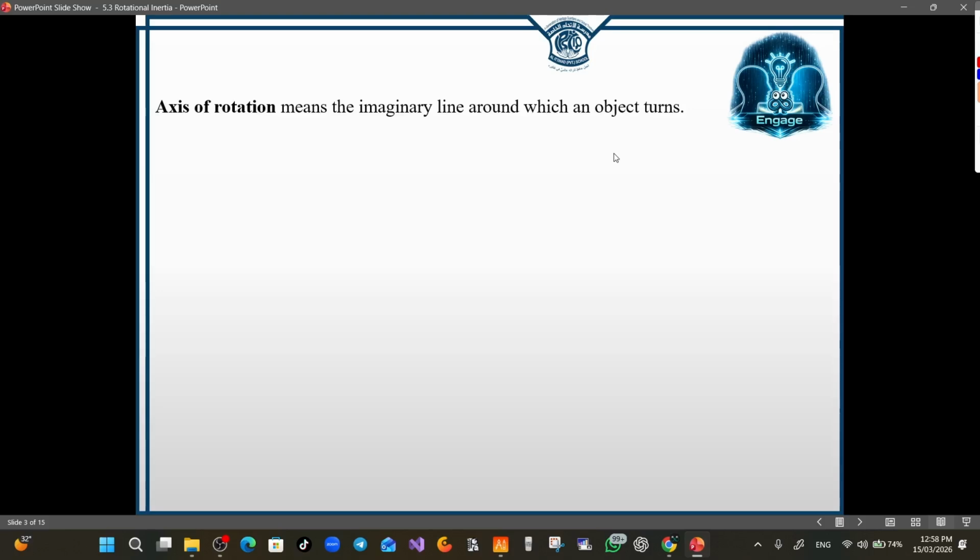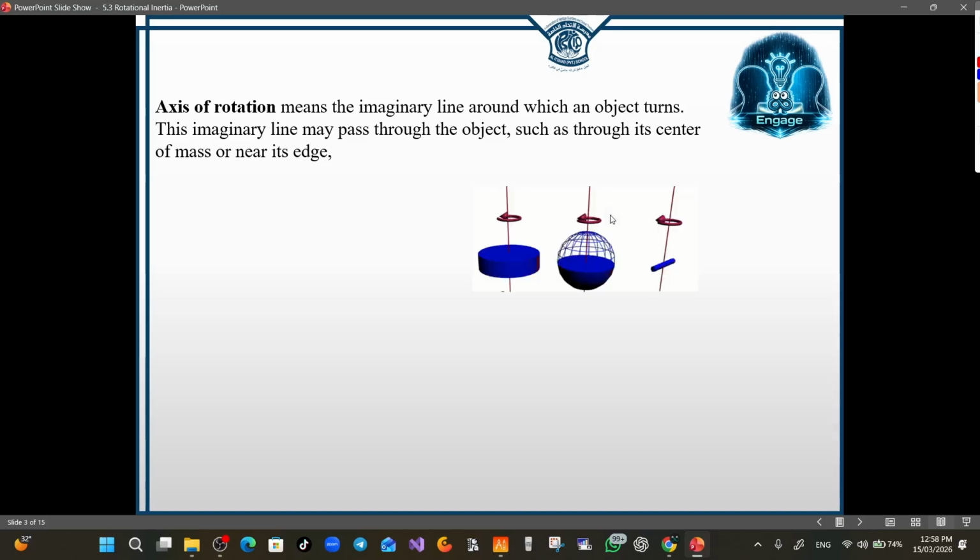Let's start by defining the axis of rotation. Axis of rotation means the imaginary line around which an object turns. This imaginary line may pass through the object, such as through its center of mass. Here in the three cases, the axis of rotation passes through the center of mass, and all the parts of the system or the object are rotating around this fixed axis.